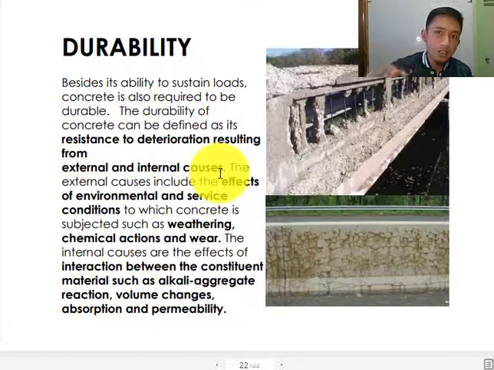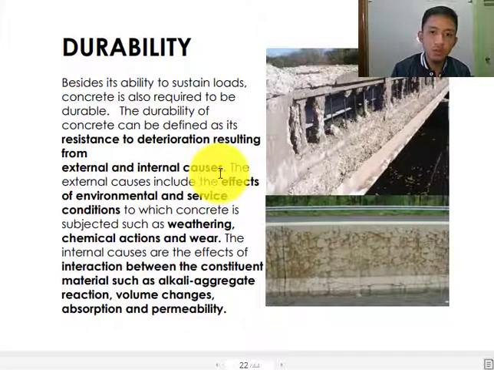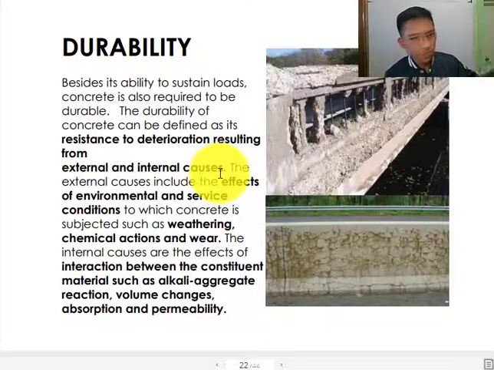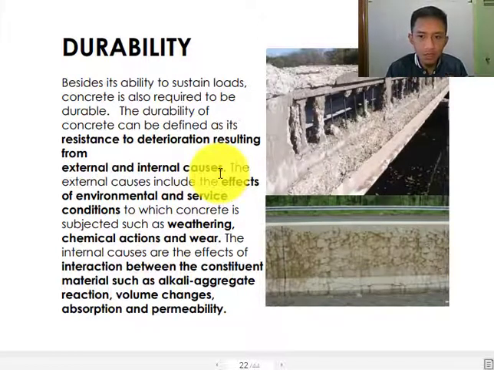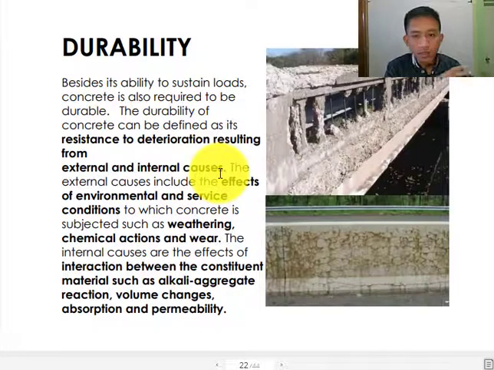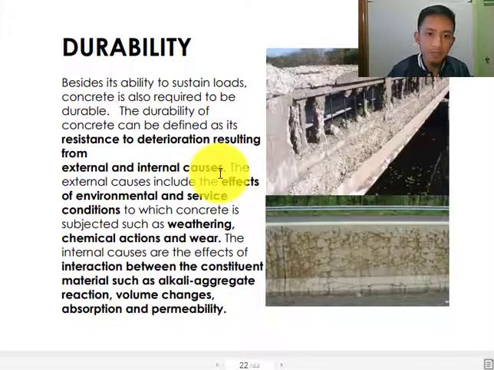So that is durability, the ability to resist deterioration due to an outside effect or internal effect. If it's an internal effect, that is due to the concrete itself, whatever is there inside the concrete. External, because it depends on its environment. Okay. Deterioration, it will deteriorate.